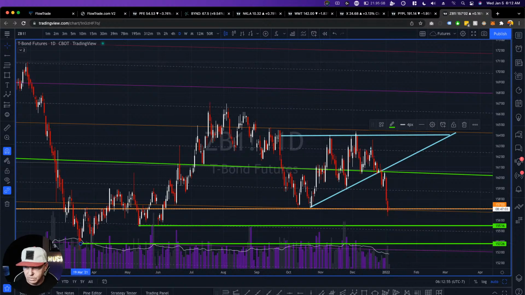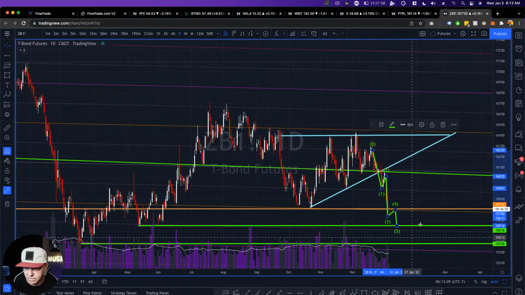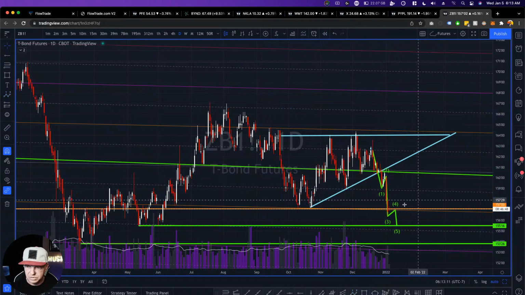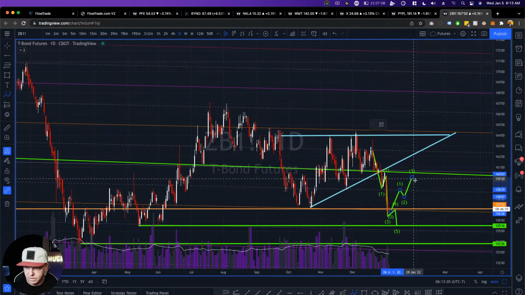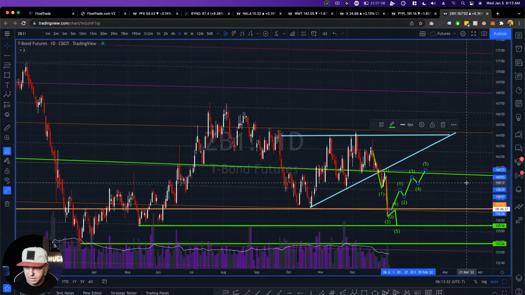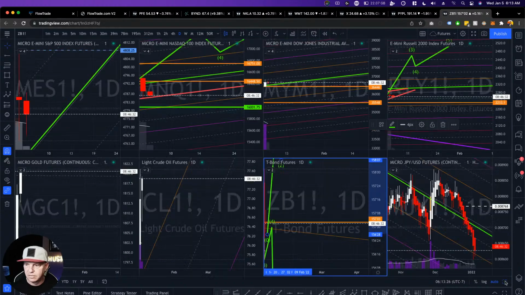Or this is what that would look like. This would be 1, 2, 3, 4. Right? That's a potential move. Contrarian, it bounces from here and, right, we get one of these on the way back up. So keep an eye on TLT and T-bonds today.